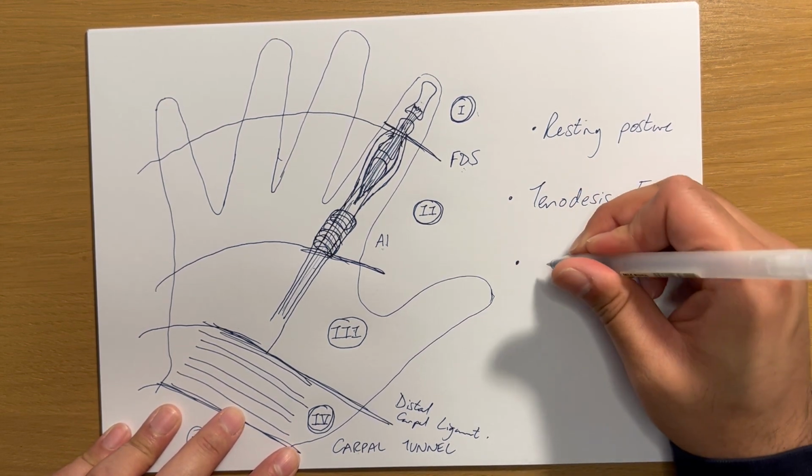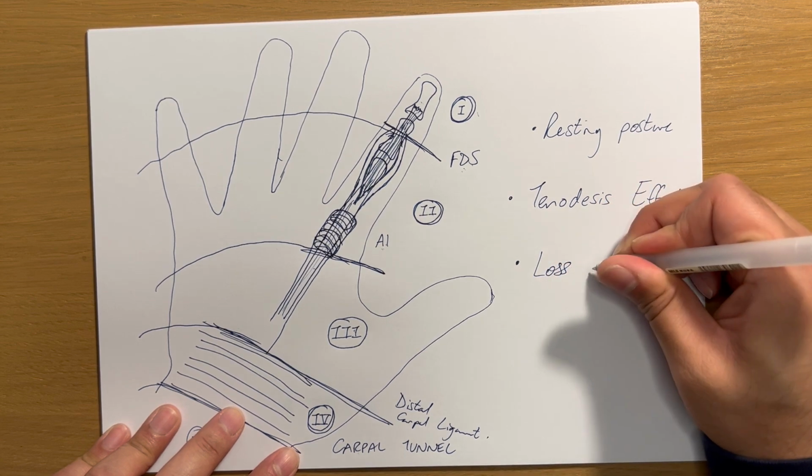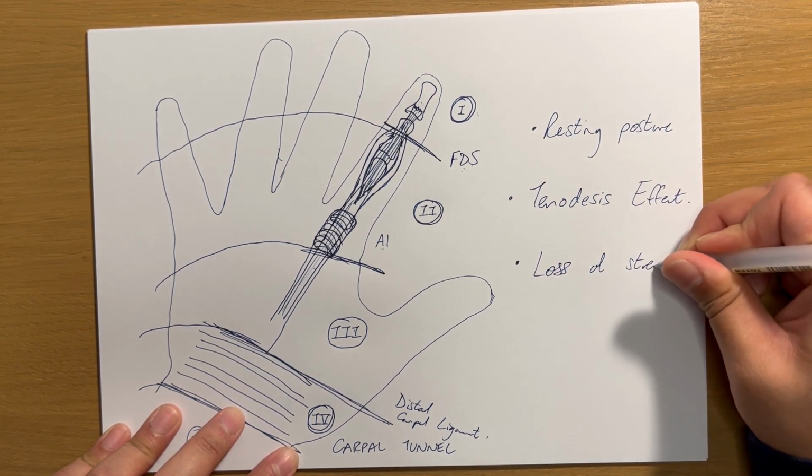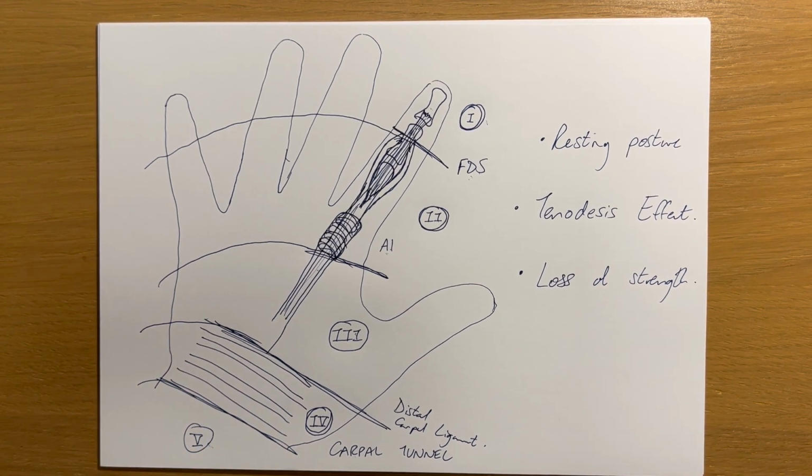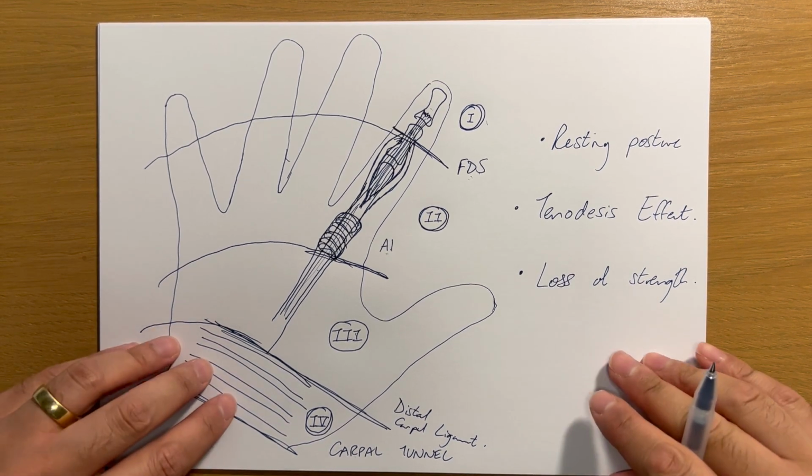If you're examining your awake patient, then of course loss of that active flexion strength is something that you will see the patient has. So that is your flexor tendon zones and the clinical assessment.